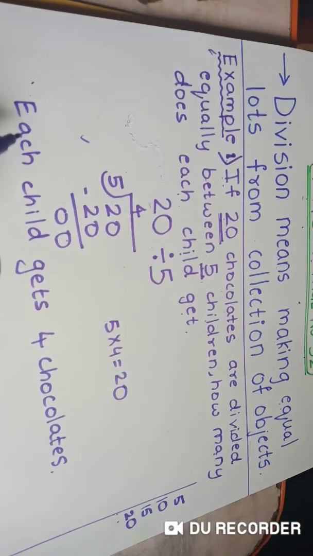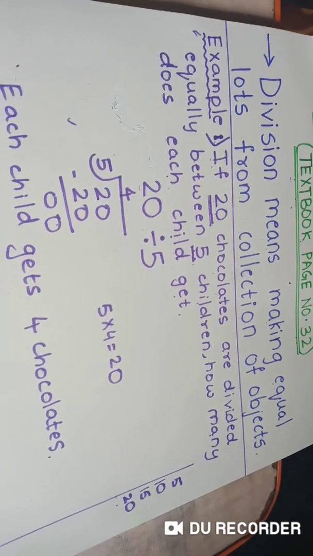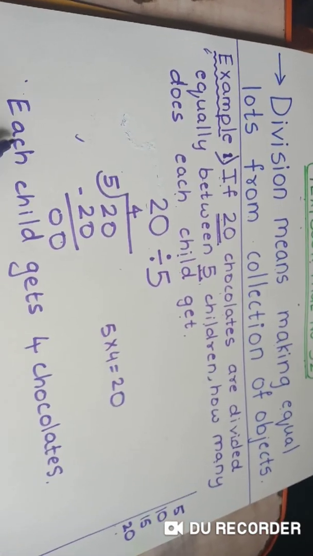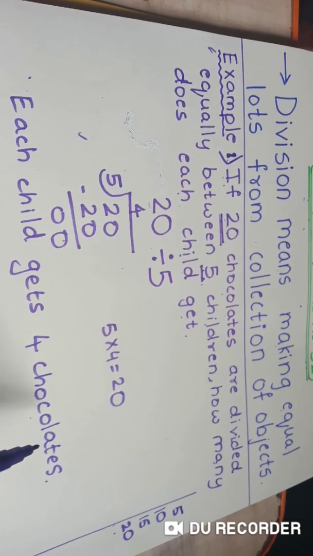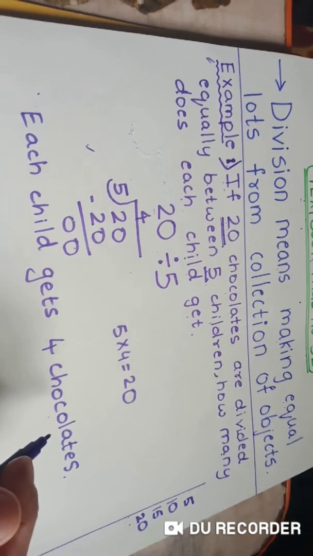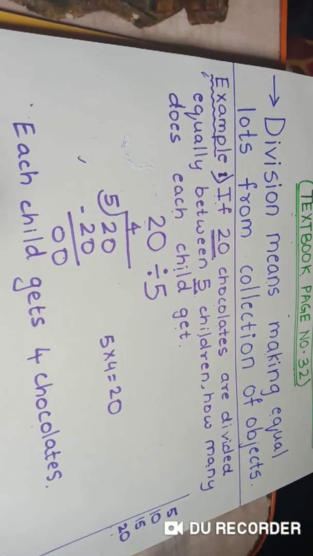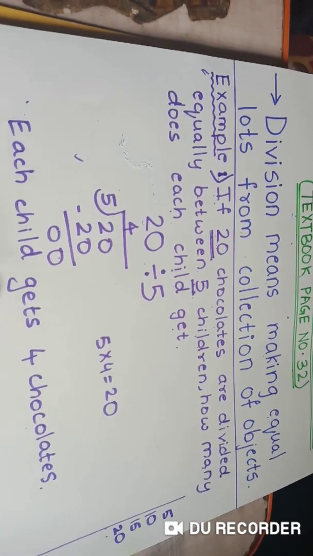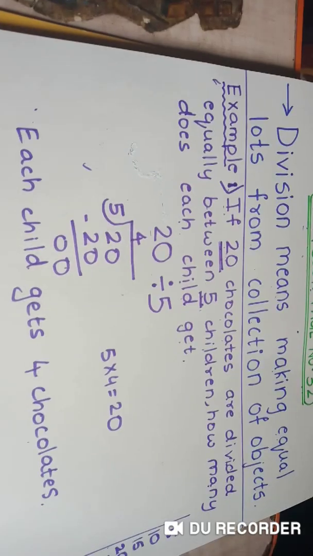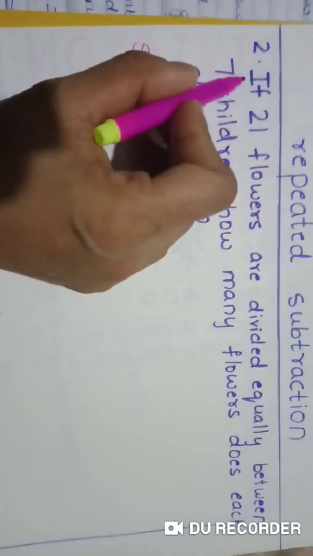Therefore, how many chocolates does each child get? Each child will get a total of 4 chocolates. From this, what do you understand? Division means distributing things equally. Have you all got till here? Now we will see the second example.